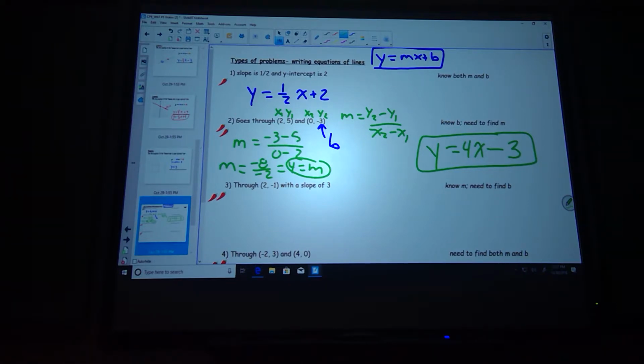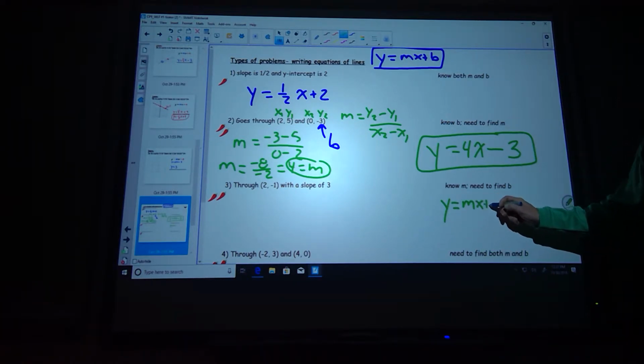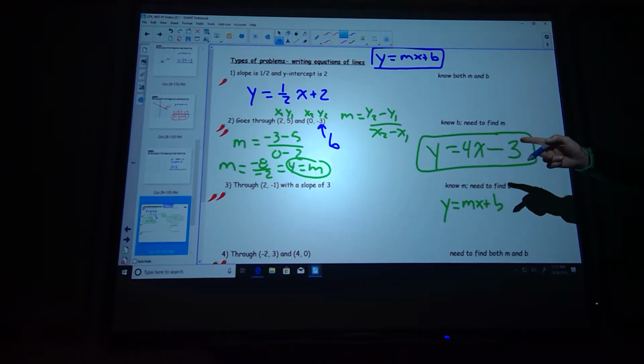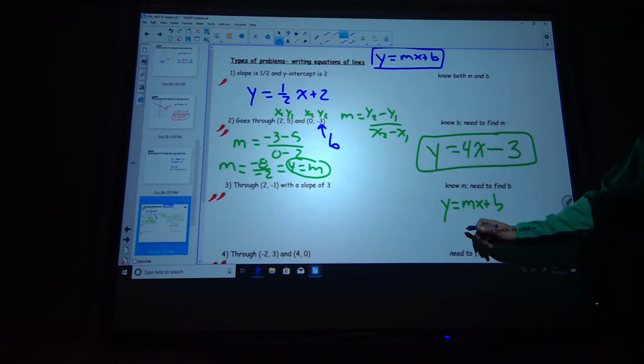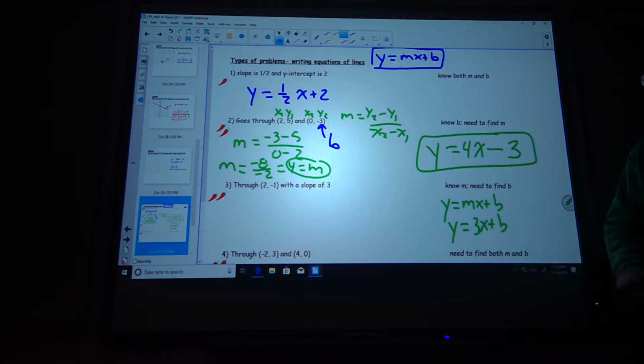All right, so number 3 says we have the point (2, -1) with a slope of 3. So we know the slope, we know m, but we need to find the y-intercept. Ooh, okay. Let me see. So far, if I used y equals mx plus b on this one, what do I know? What do I guarantee I know I can plug in off that equation? 3, for slope. M for slope. Do you feel comfortable with what that is right there? Is there anyone who's not quite sure? It'd be nice if we could find b.